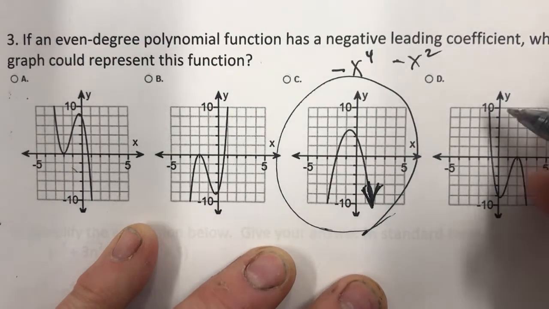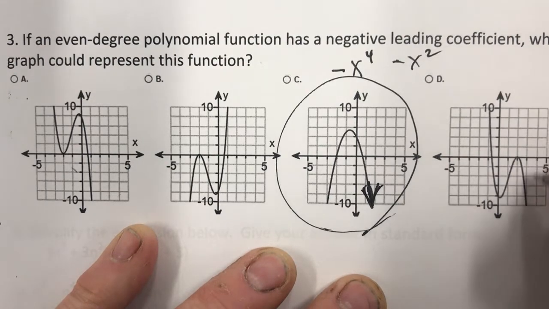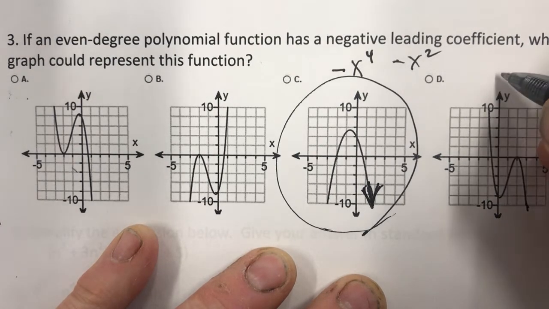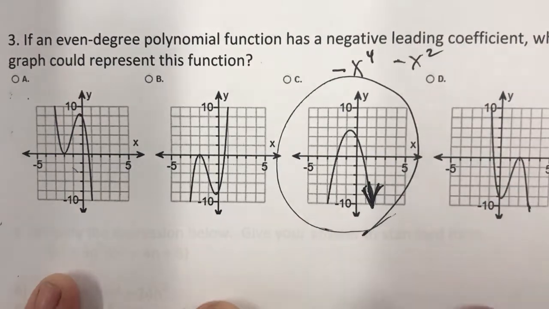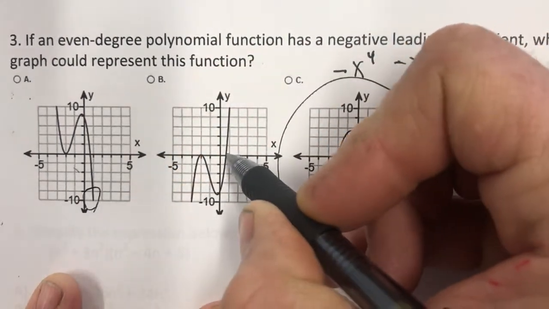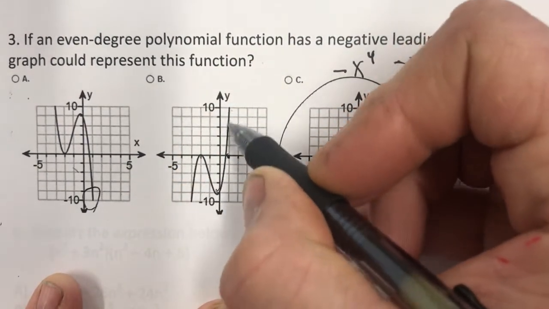Okay? This right here would be an odd function, and see that's going down? That would have a negative leading coefficient too. And this one would too. Now this one would be a positive leading coefficient because it's going up on the right.